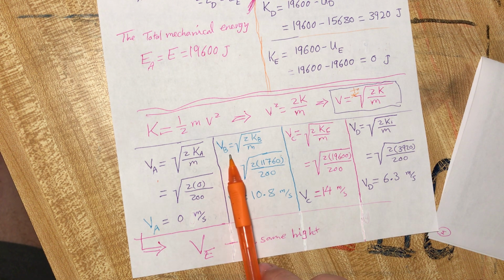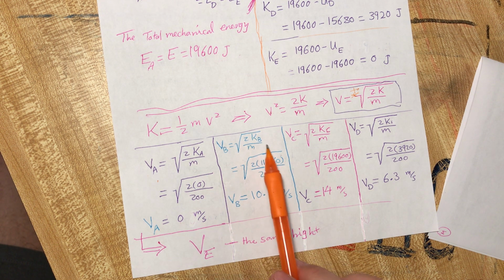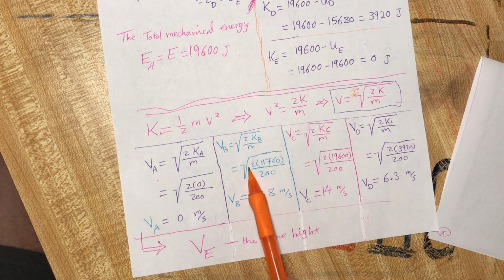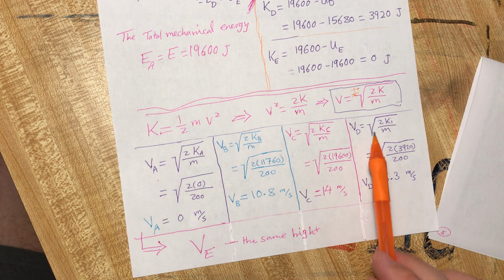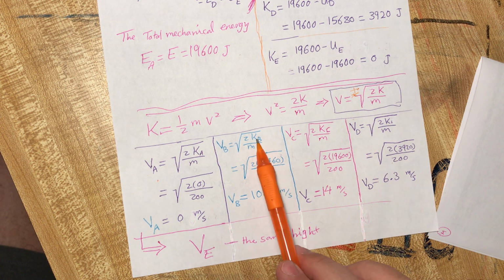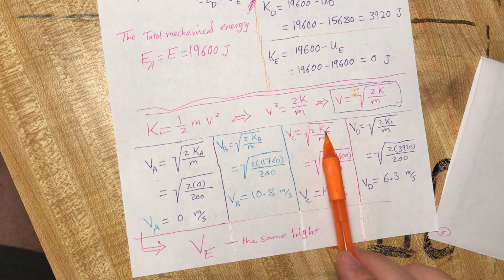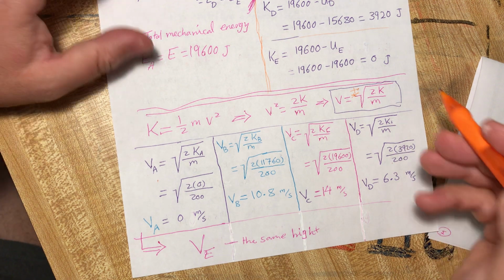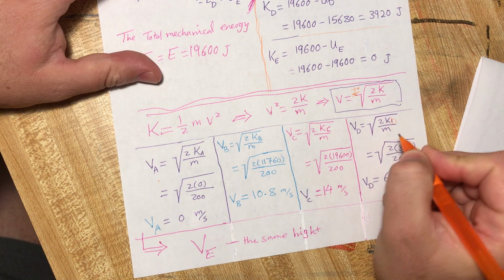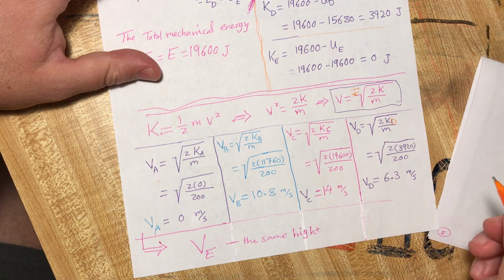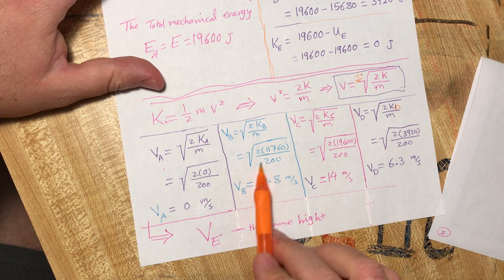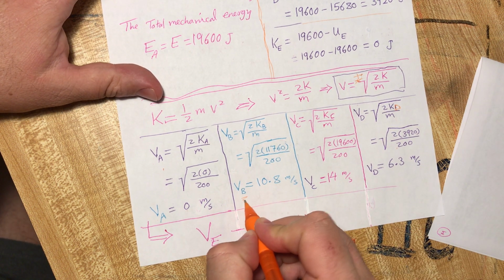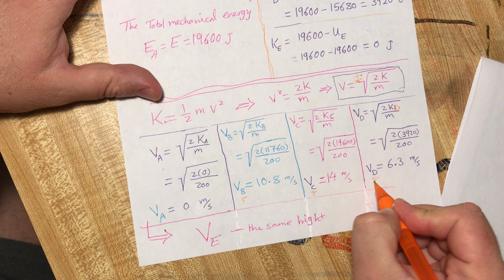The 2 over m is constant at each point, but we just need to change the kinetic energy: kinetic energy at B, kinetic energy at C, kinetic energy at D also. From that, we can find the speed at B, the speed at C, the speed at D.